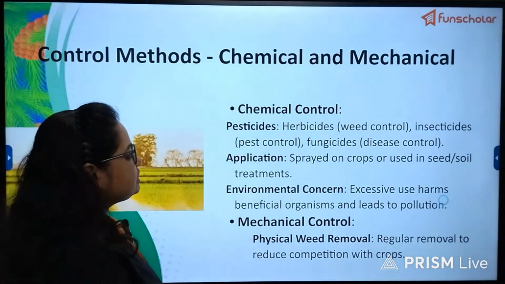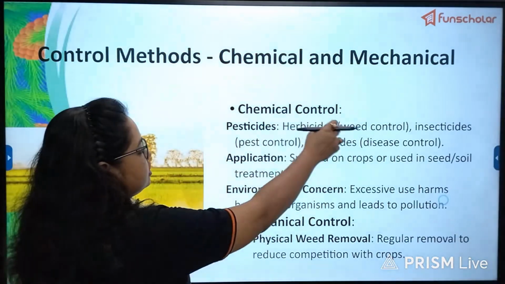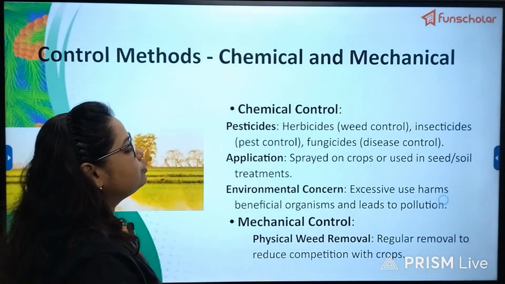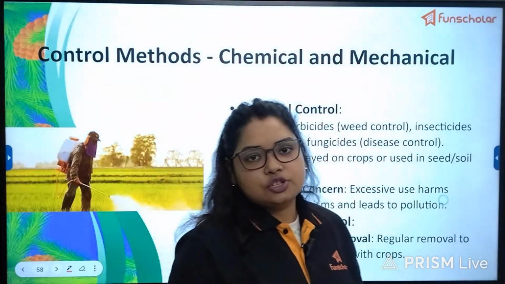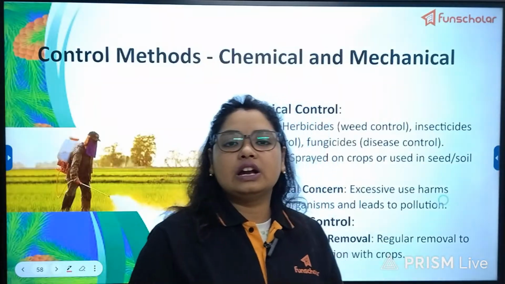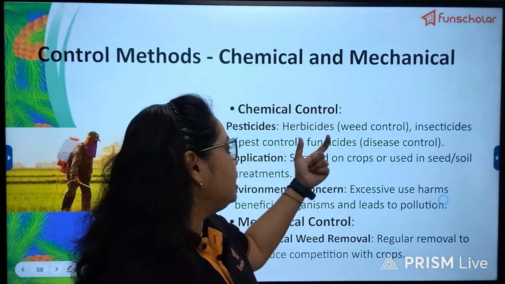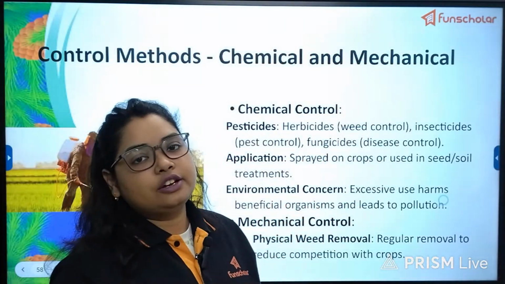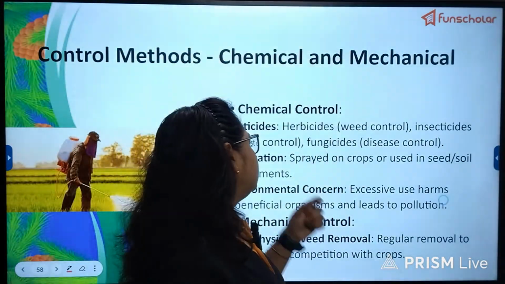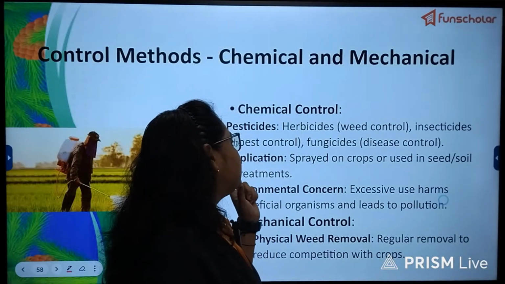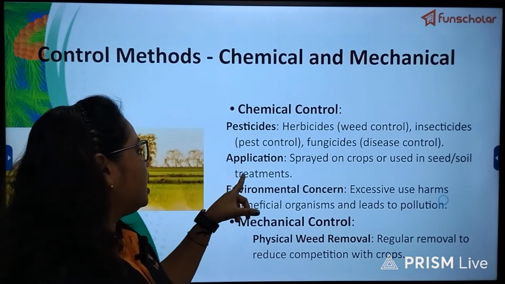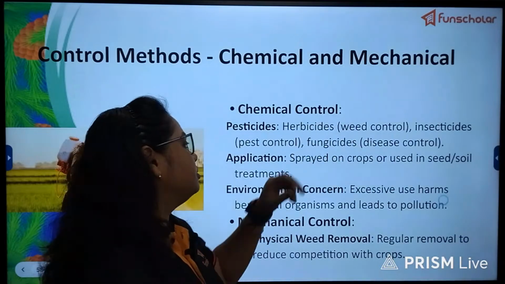So, herbicides. These are sprayed to control the weeds, which are actually herbs. They fall under the category of herbs according to their features, but they are actually weeds, the unwanted plants that grow in the crop field. So the pesticides which kill the herbs which are weeds are called herbicides.